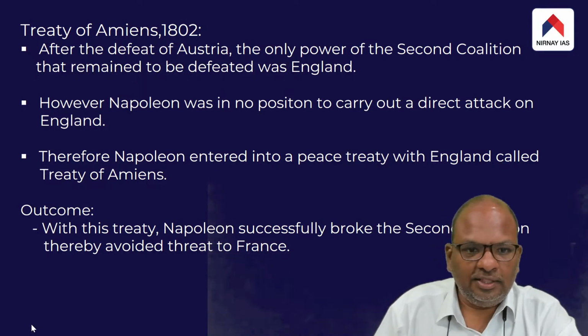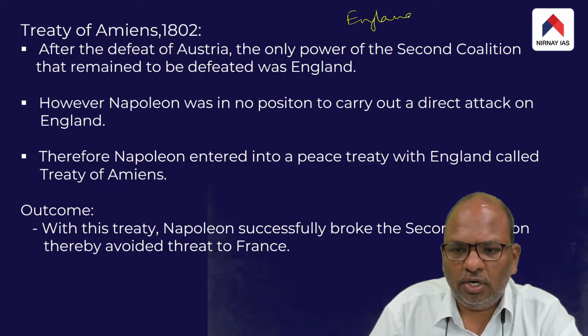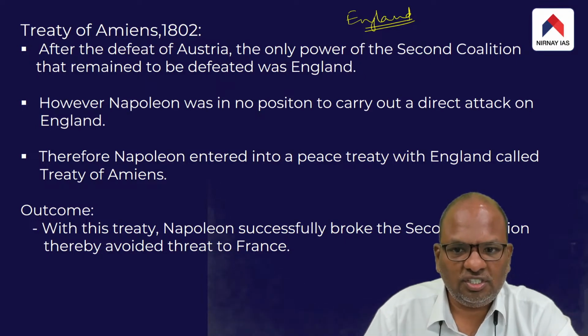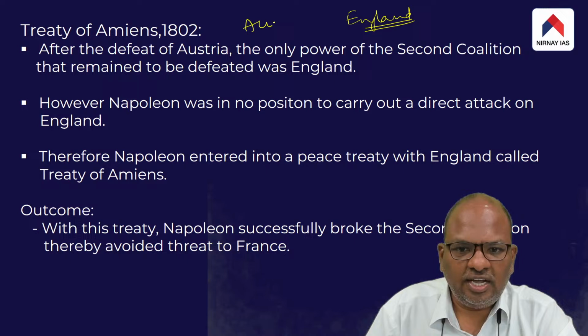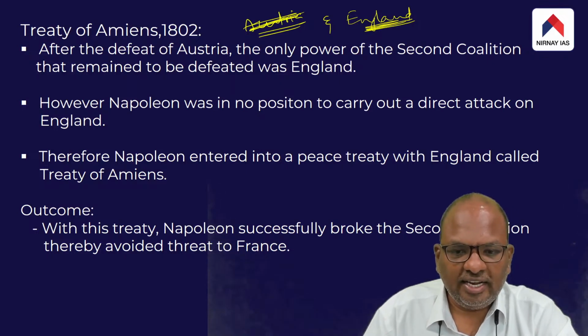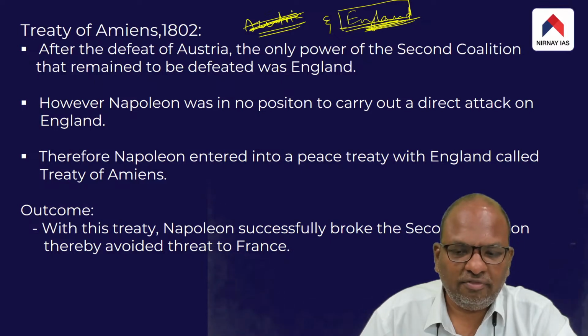Then the only country of the second coalition that remained to be defeated by Napoleon was England. I told you the second coalition comprised England, Austria, and Russia. Russia withdrew, so only Austria and England remained. But Austria was also defeated in 1801, and therefore the only country of the second coalition yet to be defeated by France was England.